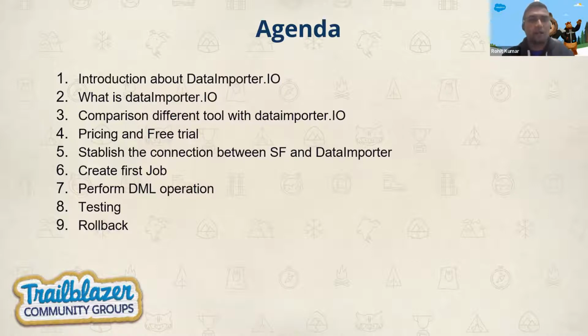And we have how to perform the testing, like all the jobs you have to test with the help of some data source, such as any CSV file or any GitHub account, or maybe SFDX, which is also supported by this tool, right? So here we have another point called testing and rollback. So rollback is the most important part.